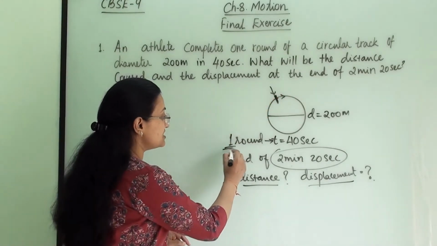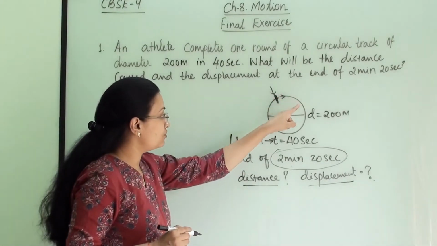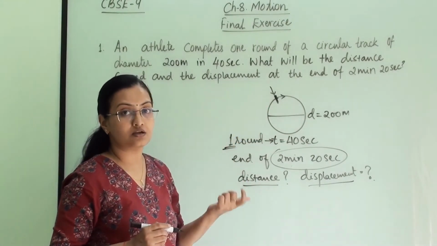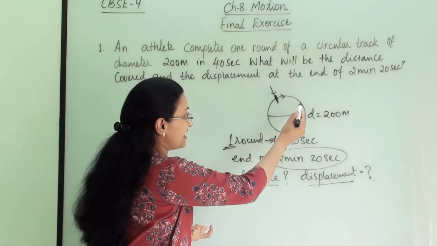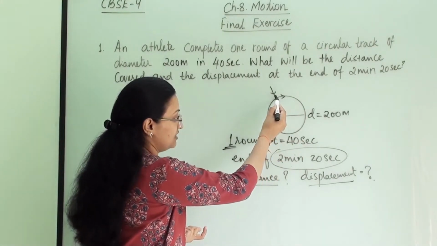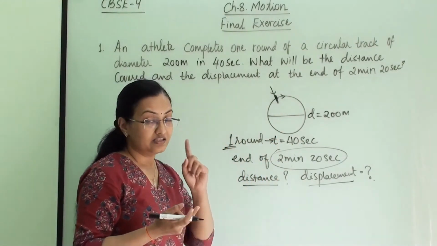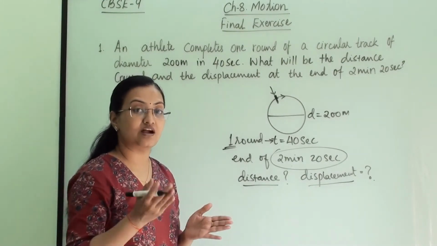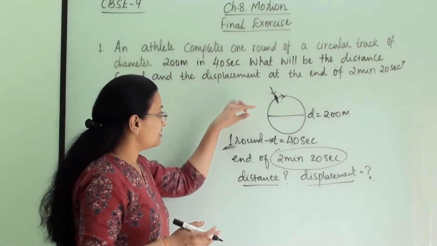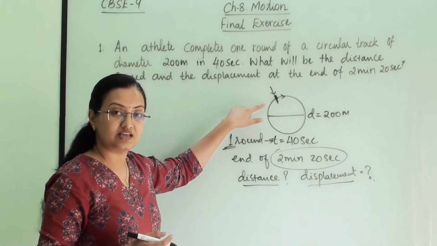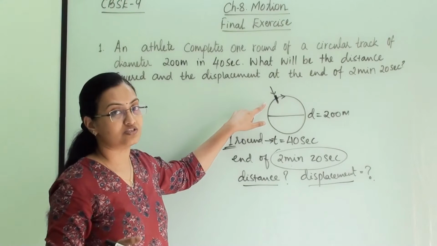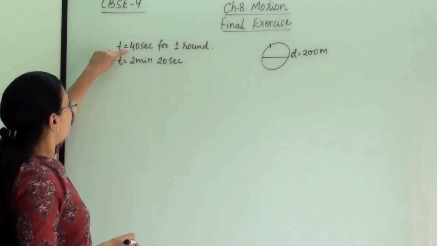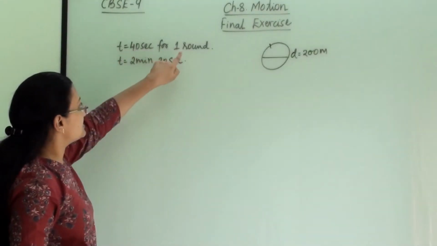One round's distance is how much? So we have to check this distance, and how to calculate it. This is a circle. So once we calculate the circumference of the circle, we will get the distance, that is, how much distance he covers in one round. So from there we will start the numerical. First we will find out the circumference, and then we will check how many rounds he will take in this much time period. So now we know that 40 seconds is there for one round.